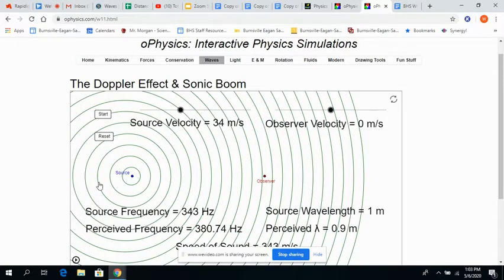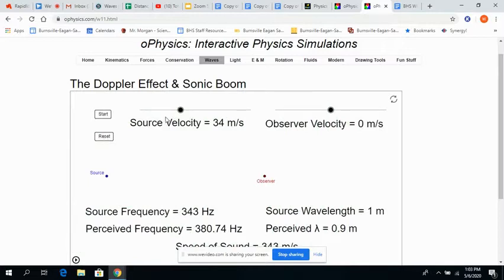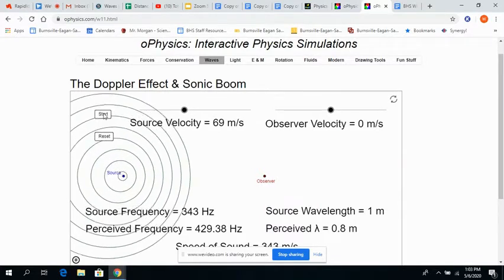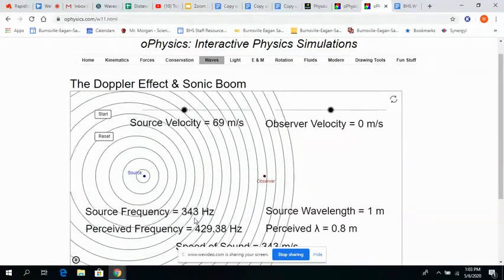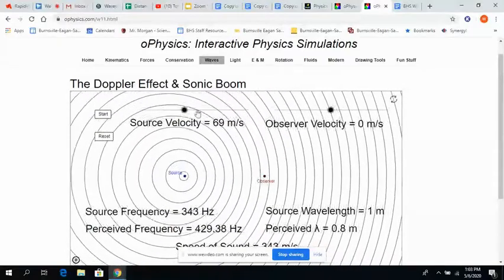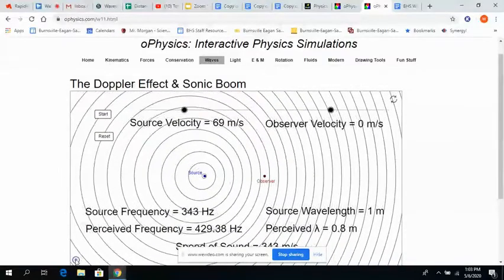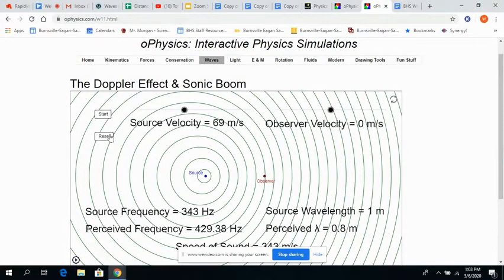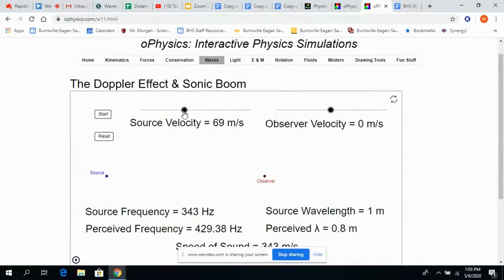Now, if you're saying, well, Mr. Morgan, that's really subtle and not really easy to see, you're right. But watch what happens as the source velocity increases. I'm going to put it up here around 20% of the speed of the sound waves. Okay, so the sound waves are 343 meters per second, 20% of that, and you can really start to see a difference. Okay, now I'm going to move it up to about 70%, around there.